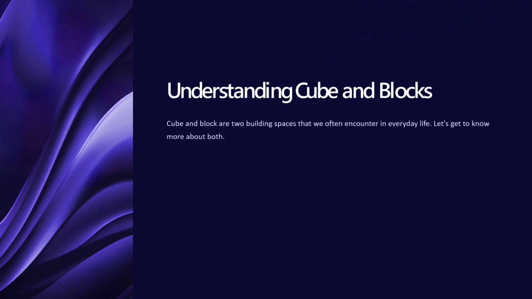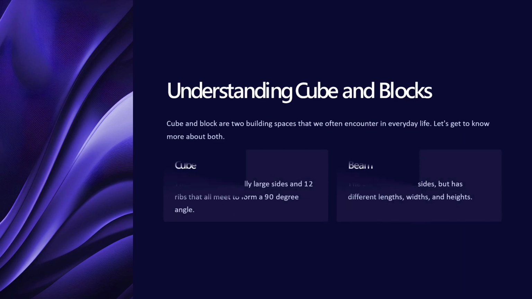Understanding cube and blocks. Cube and blocks are two building spaces that we often encounter in everyday life. Let's get to know more about both. Cube. The cube has 6 equally large sides and 12 ribs that are made to form a 90-degree angle. Beam. The beam also has 6 sides but has different lengths, widths, and heights.